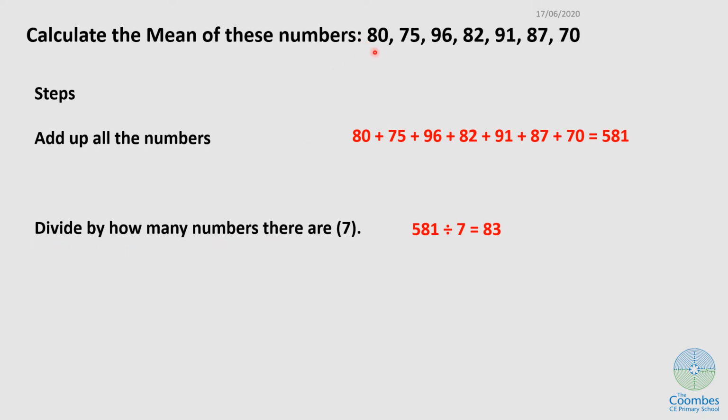So if I count how many there are here, 1, 2, 3, 4, 5, 6, 7. There are 7 of them. So I'm dividing this total by 7 here. You can use the bar stop method to help you. Now, if you did your division really well, you will come up with 83 as a mean.